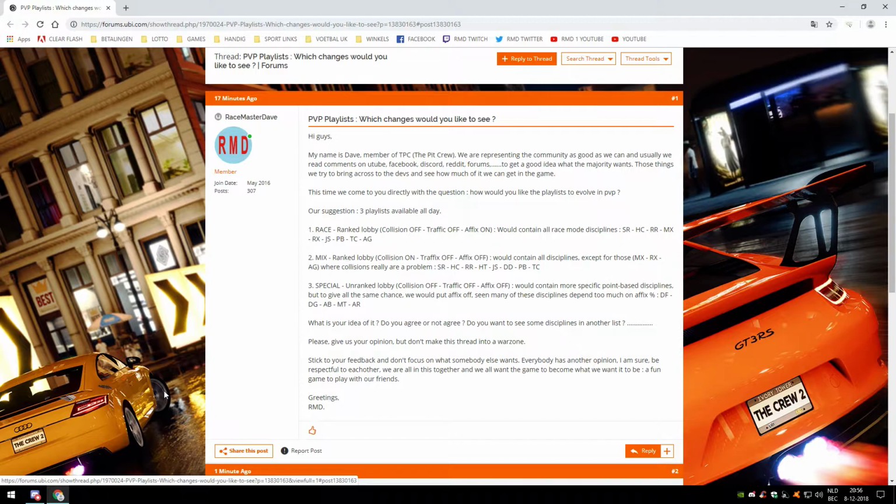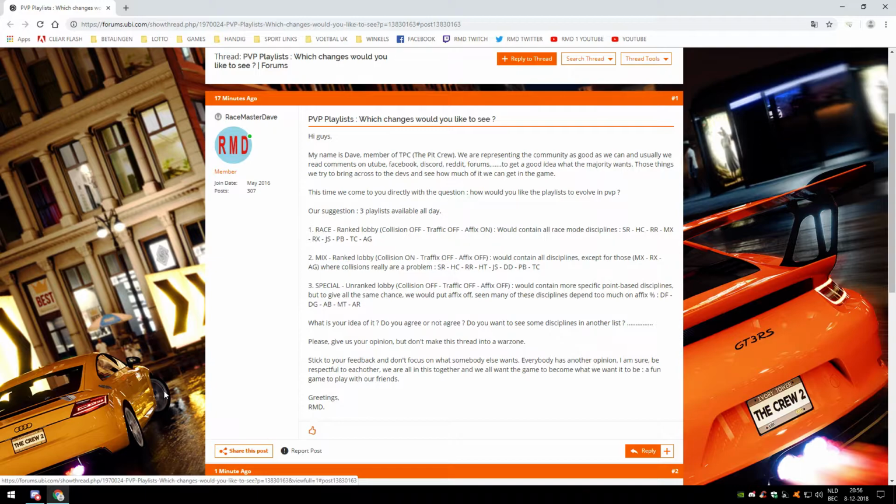The second playlist would be like mix, also a ranked lobby, but this time with the collisions on, traffic off, and also affix off. See, we already have the collisions on. Yeah, maybe you can put the affix on as well. It would not matter that much, I think.